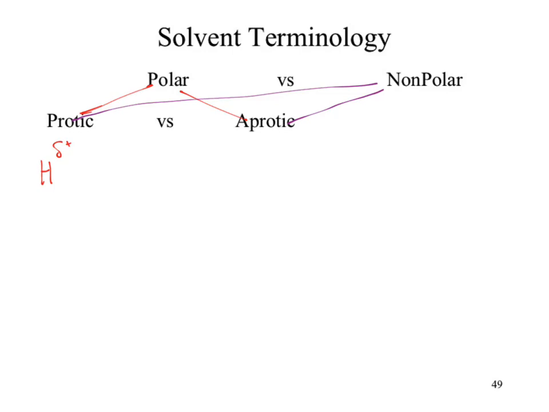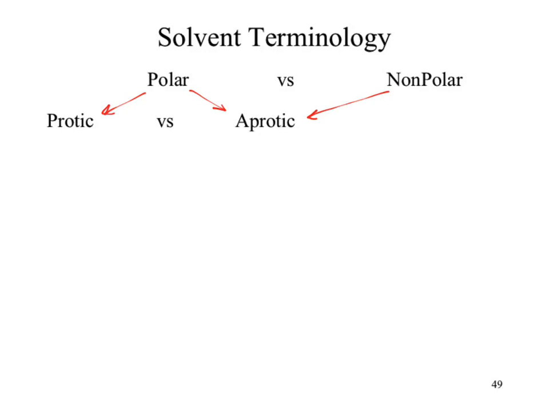What does nonpolar mean? No charge. What does protic mean? Positively charged hydrogen. You cannot have a nonpolar protic solvent. It doesn't work. So we end up getting 3 categories coming out of this. We have polar protic, polar aprotic, and nonpolar aprotic. That's still an awful lot of words.